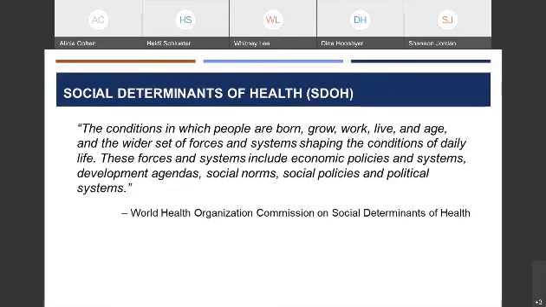I really like this definition and the full definition, because I feel like often we see the first sentence of that, but not the full definition, because it really emphasizes both the individual level and broader structural and systemic factors driving social determinants of health.